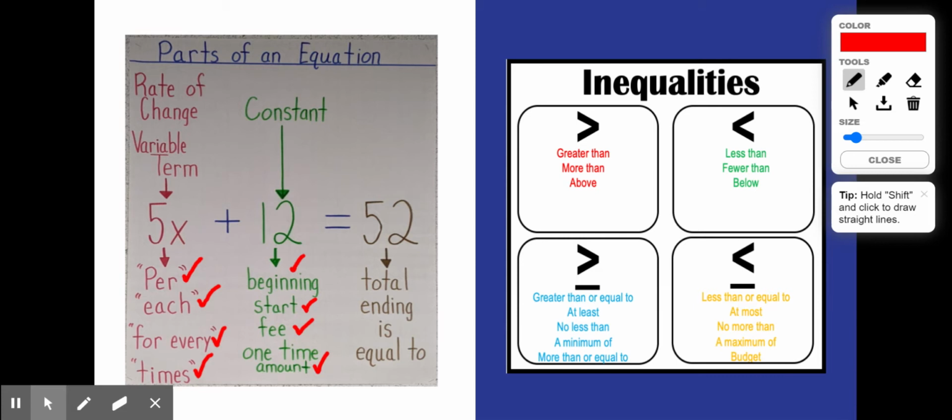We also are given a total or an ending amount. It might say the word is. Remember, is another word for equals. We are still looking for all of these things. The only difference is that instead of an equal sign, we're using one of our four inequality symbols. So we're looking for these types of terms. So let's look at some examples.